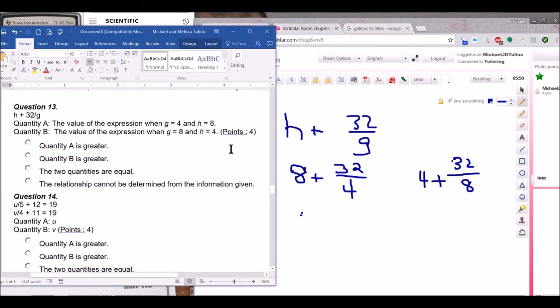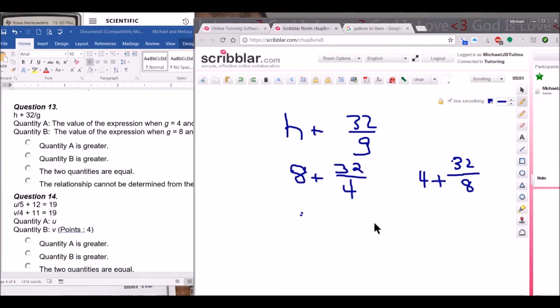So again, g is 4, h is 8, and then over here we have g is 8 and the h is 4. So basically they flip places. First one, that's going to be 8 plus 32 divided by 4 is 8. So that's going to end up being 16.